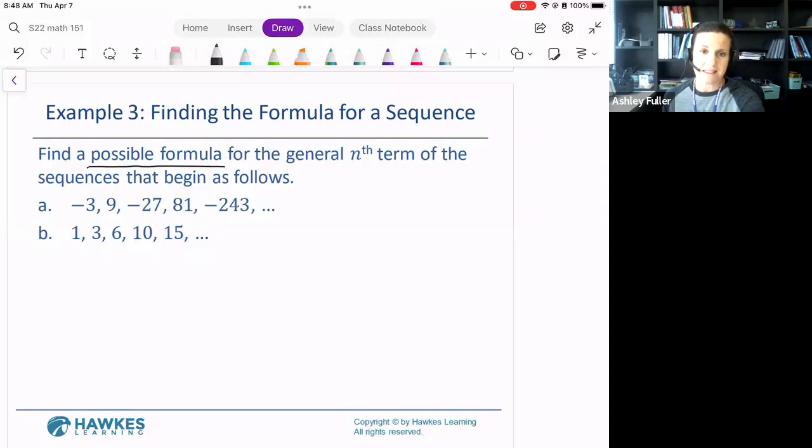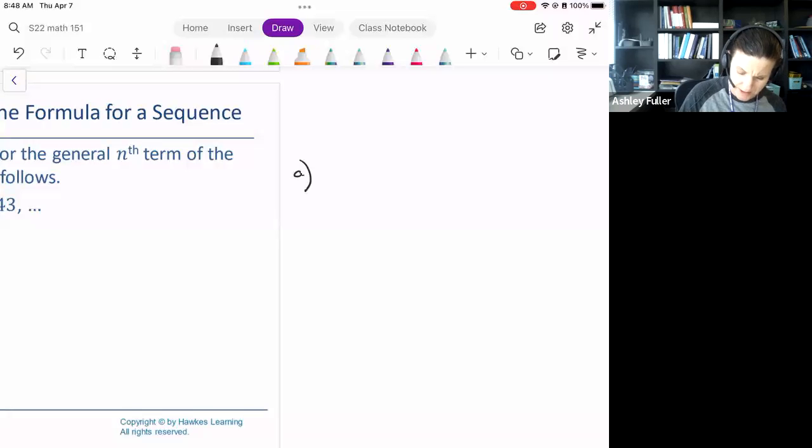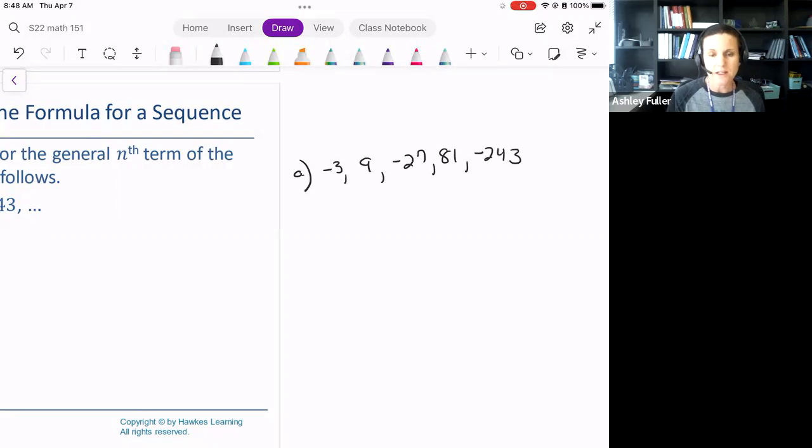There is no set way to always find the formula, so it's important to be willing to do some trial and error. Let's begin with example 3, part A here, where we have -3, 9, -27, 81, and -243. Observing and looking for patterns will help you determine these formulas for a sequence. I like to begin by labeling what term they are. So the first term is -3, second, third, fourth, fifth. And that might help you associate in terms of a pattern.